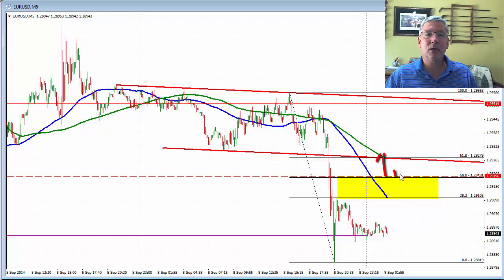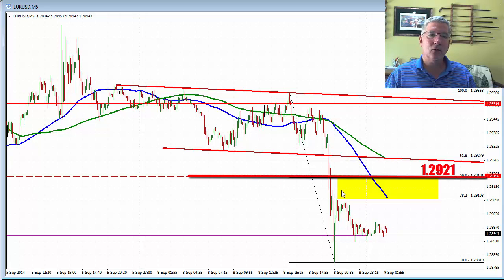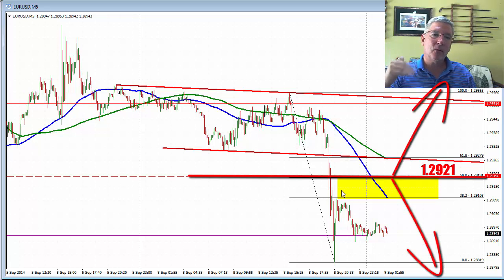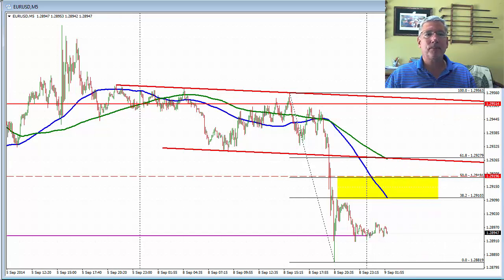If the price moves above the 19 to 21 level, then all bets are off. Then we have the potential to correct further to the upside. So for me, the line in the sand overnight is at the 129.21 level. Stay below that level, the bears remain in control. Move above that level, then I'm going to be looking for further upside potential for the euro versus US dollar. Now let's talk about the sterling versus US dollar.